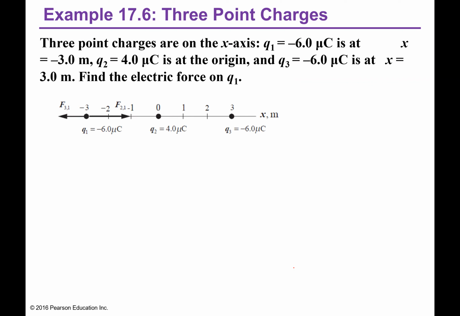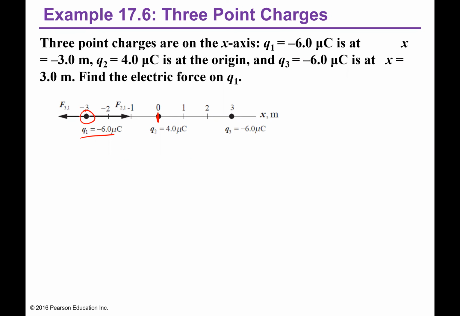Here's one more example. You have now 3 point charges. We're kind of increasing the difficulty. There are now 3 point charges on the x-axis. We have one charge, Q1, which is -6 microcoulomb, and it's located at x equals -3 meters. So this is the origin, and here's Q1. It is located at x equals -3 meters.